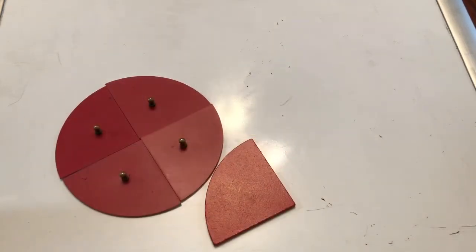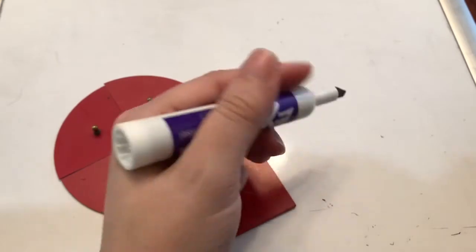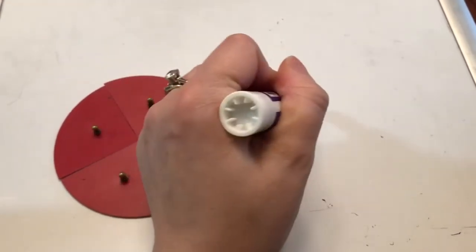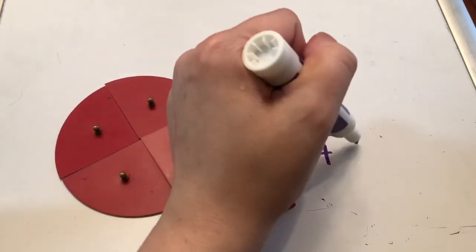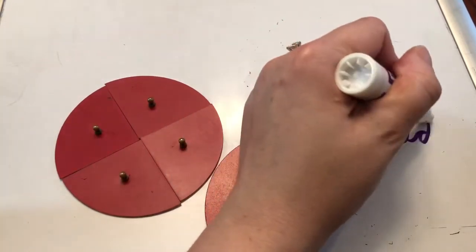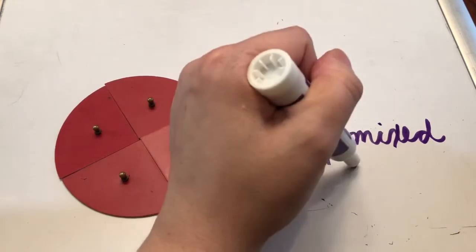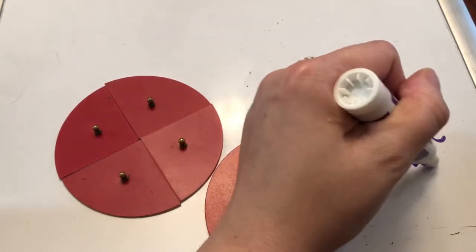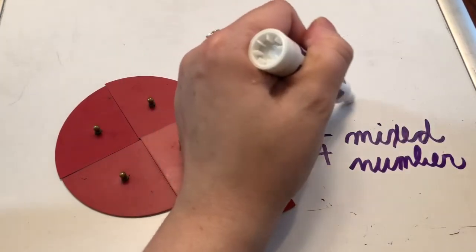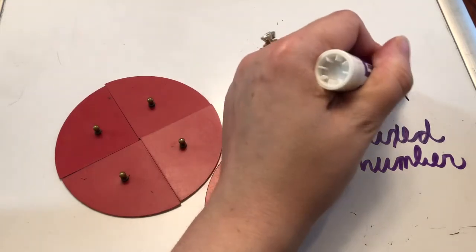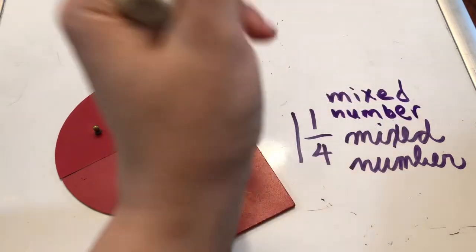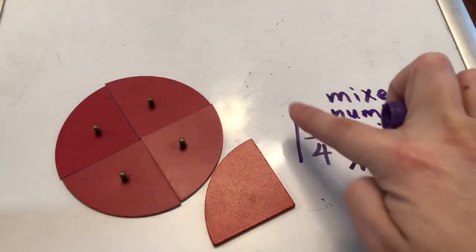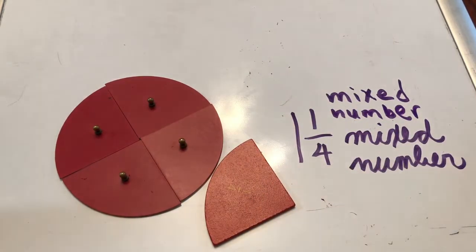Really quickly, I wanted to make sure that I said that 1 and 1/4 is a mixed number. This is called a mixed number. It's called a mixed number because it has a whole number and a fraction. All right, now let's look at another example.